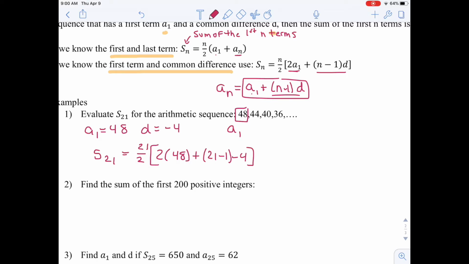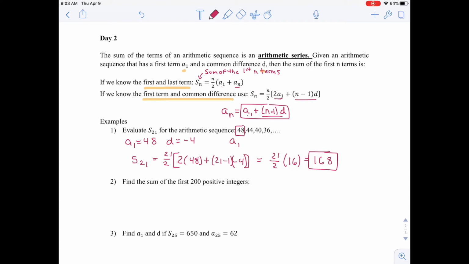So inside we have 2 times 48 plus 20. Make sure you have parentheses there, so you make sure you multiply that times a negative 4. So I have 16 on the inside. 21 over 2 times 16. And we see that this sums to 168. Okay, so the sum of those first 21 terms is 168.